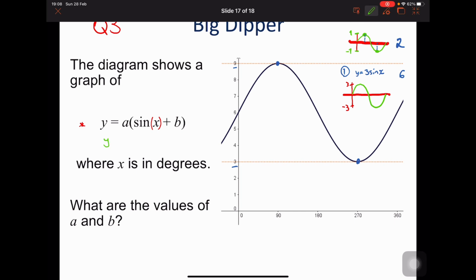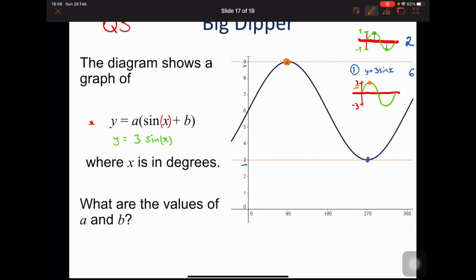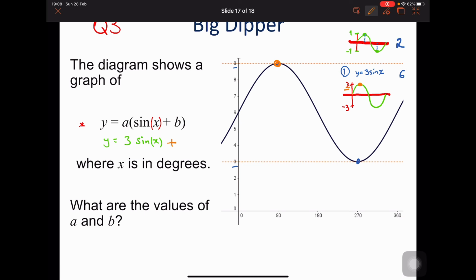So right now we have y equals 3 sine x. So we're almost there. But this graph has obviously been shifted up by, let's see how many places. Here the maximum point is 3. Here the maximum point is 9. So we're shifting up by 6 places. So plus 6 here.